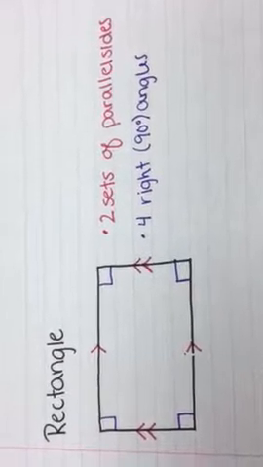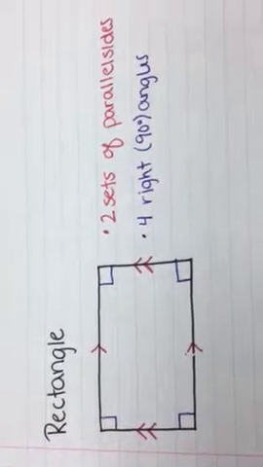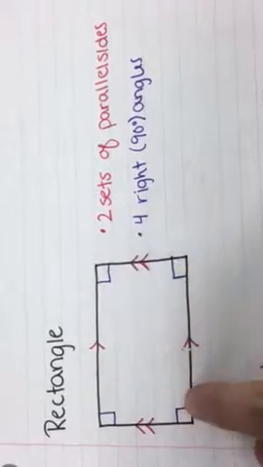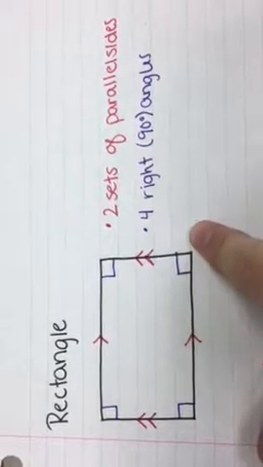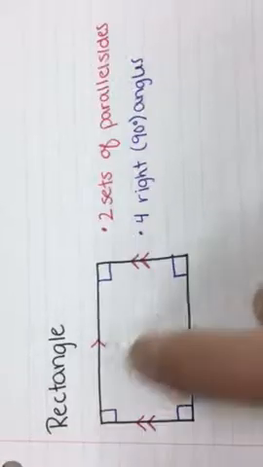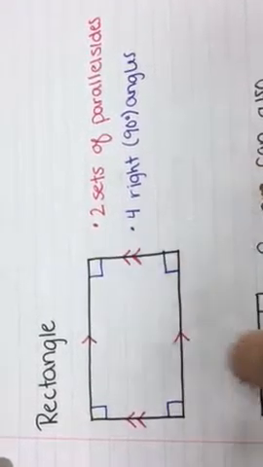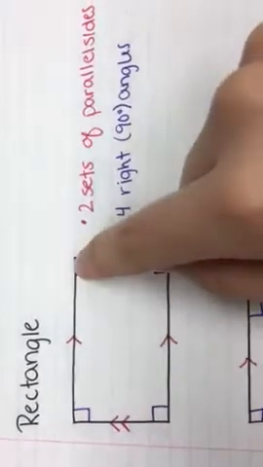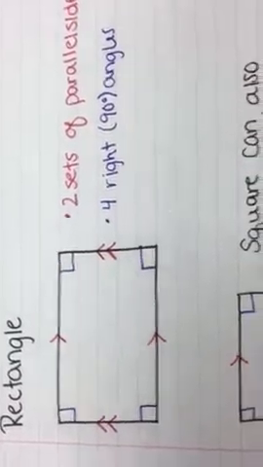For a rectangle, you are going to have 2 sets of parallel sides. So you can see this is one set of parallel sides, and this is the second set of parallel sides. In a rectangle, you also have 4 90-degree angles.